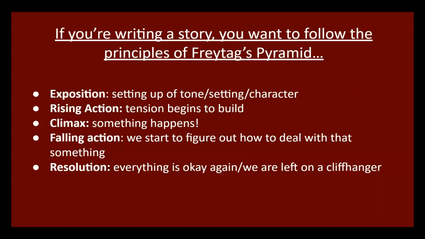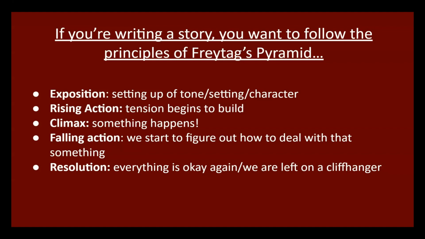If you are writing a story, it is a really good idea to follow the principles of Freytag's pyramid. So, when you're doing your structure question, you will know this because this is what you go to first of all. So, beginning, middle, and end, right? So, that can be summarized with something a little bit more fancy that you can think about in your exam when you're actually writing your story. And that is exposition, rising action, climax, falling action, and resolution.